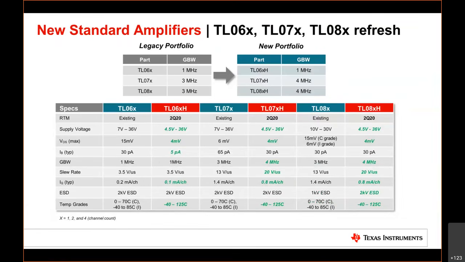And a similar strategy for the JFET architecture, TL06X, TL07X, and TL08X. These are the H version refreshes that you'll find online soon, and the voltage range has been extended, so now you can be supplied from lower voltages and still 36 volts on the high end. Offset voltage has been significantly improved from the previous generations. We've improved the bias current as well, and the ESD ratings and temperature ratings for all these products have been improved. So the performance for all of these standard amplifier products has been improved upon.